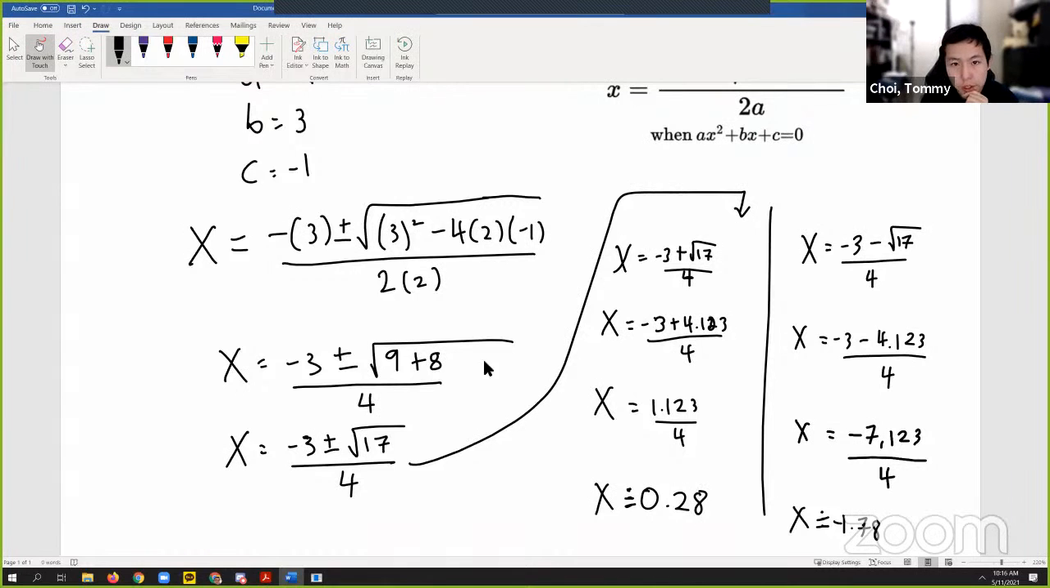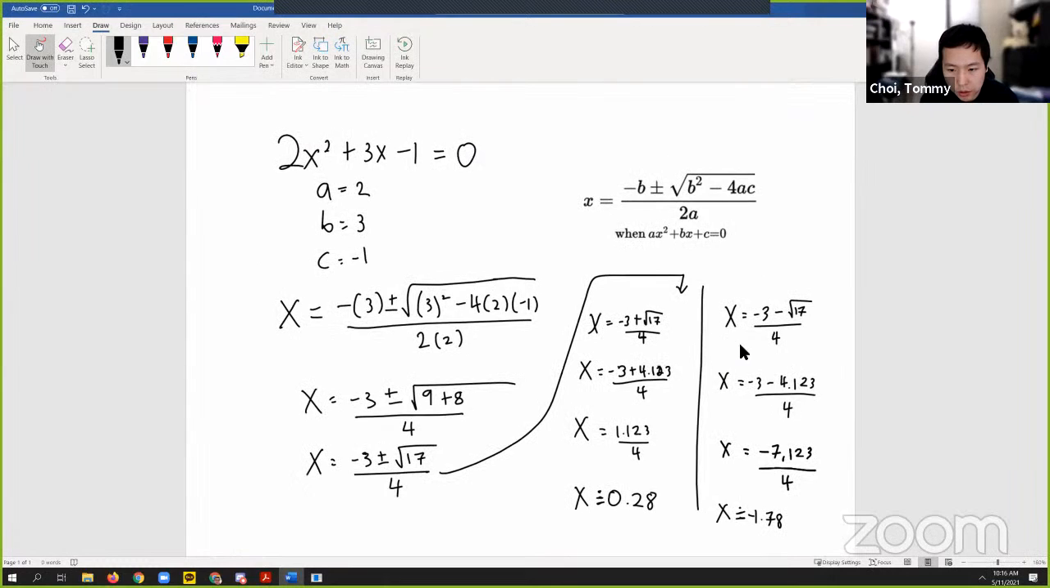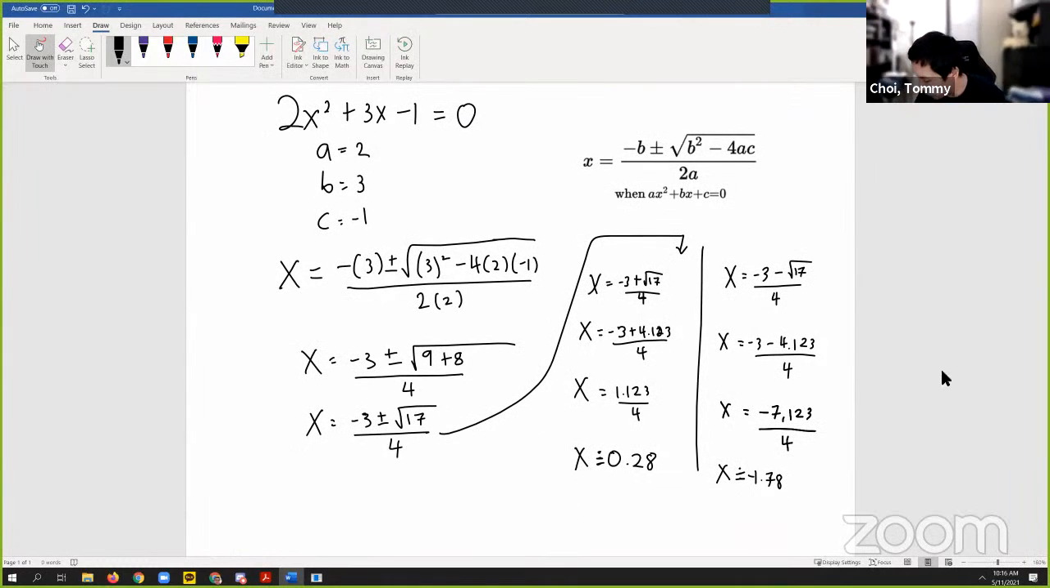Any questions on the quadratic formula? I'm going to zoom out so everyone can see the full thing here. Any questions? Going once? Going twice? All right.